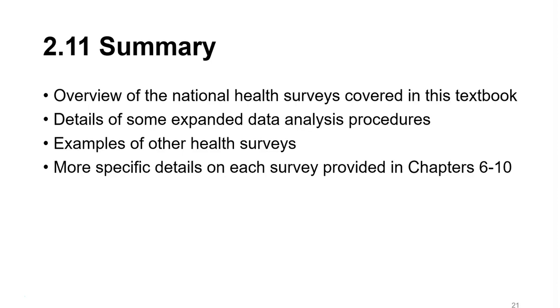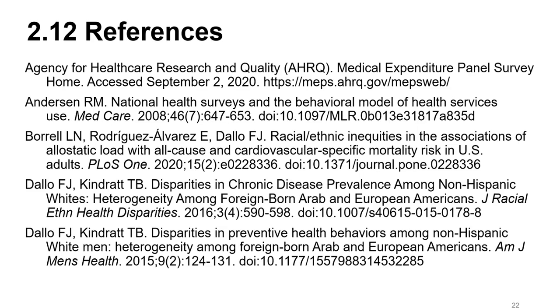So in summary, this chapter provided an overview of the national health surveys covered in this textbook. It also included some details of some expanded data analysis procedures, including restricted and linked data. I provided a few examples of some of the other national health surveys that may be of interest to you in the future. More specific details on each of the surveys that are used in this textbook are provided in chapters 6 through 10.